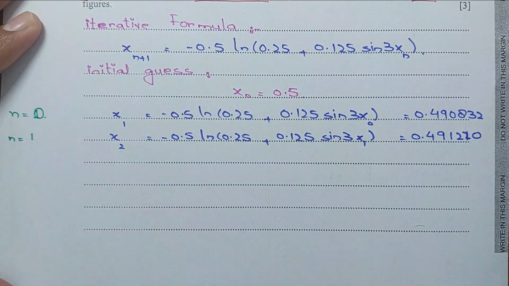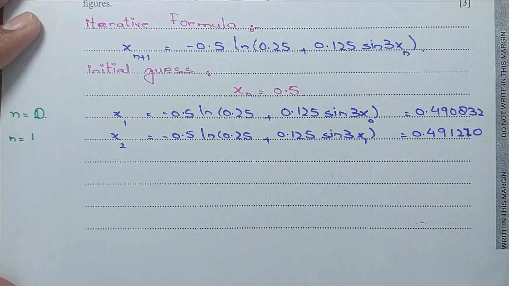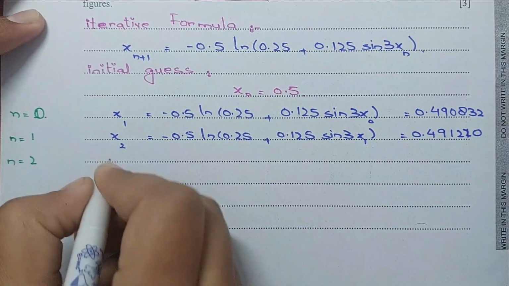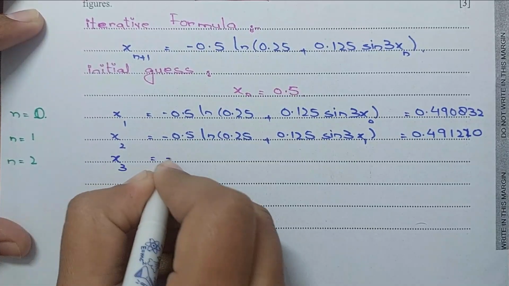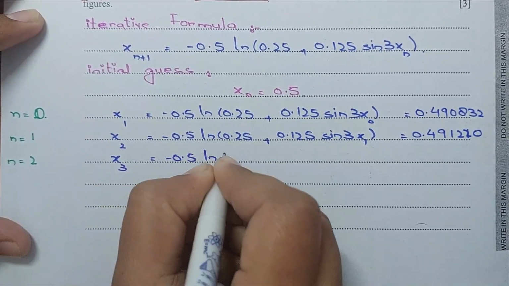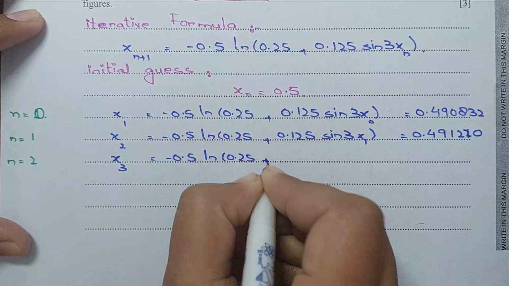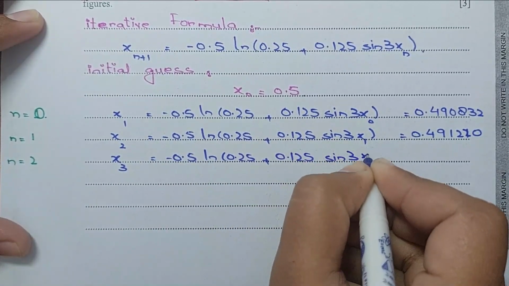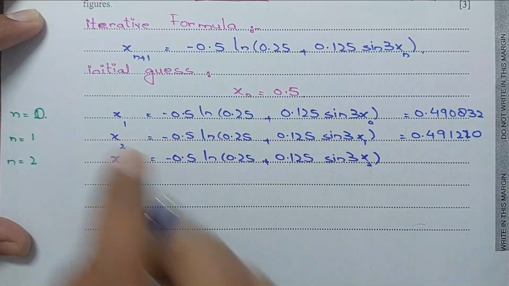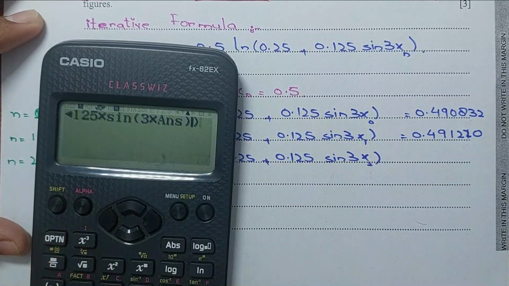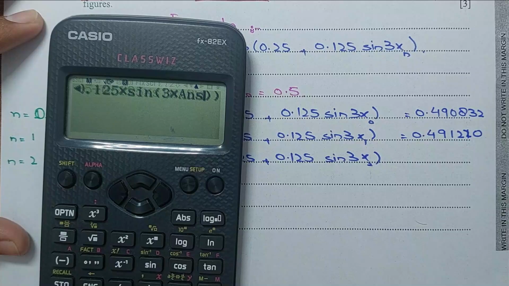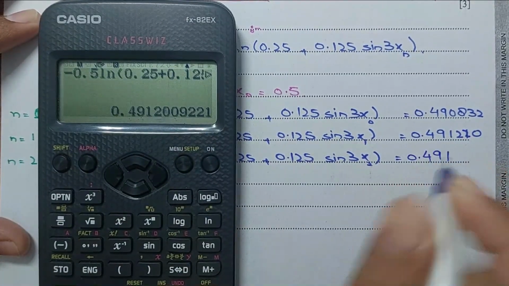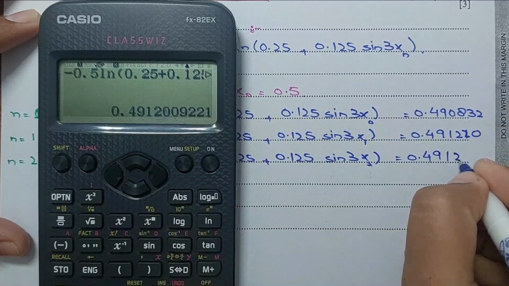Now for the next iteration, when n equals 2, we have another iteration. x3 would be minus 0.5 natural log of 0.25 plus 0.125 sine of 3x2. This is the value for x2, so let me put the answer here, and this would be 0.491200.